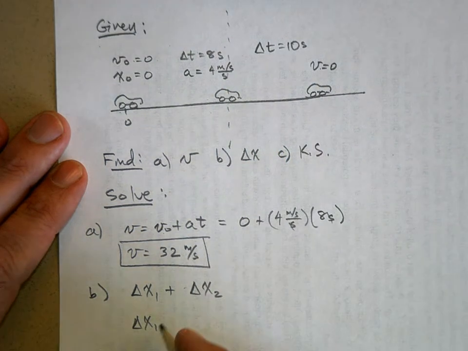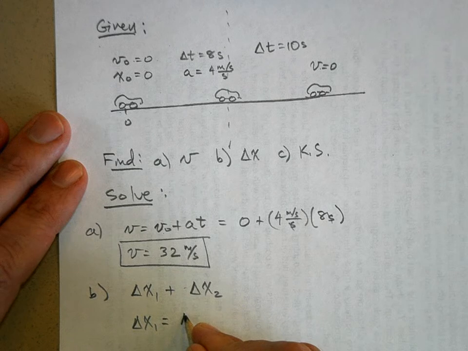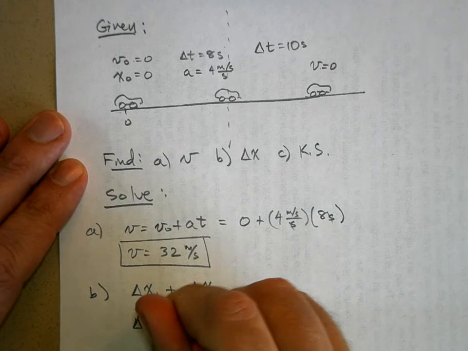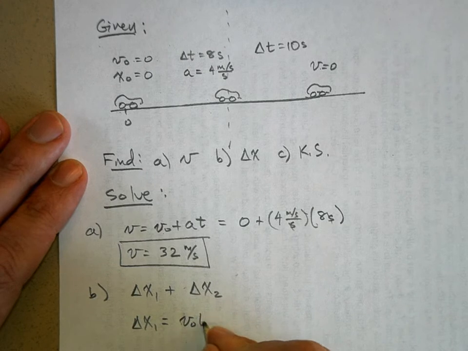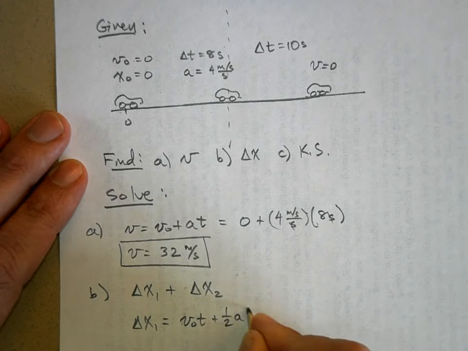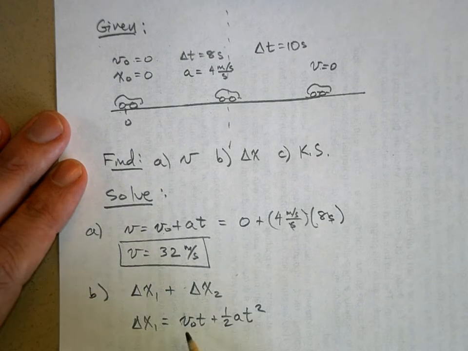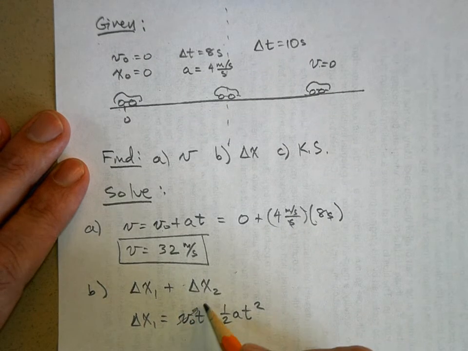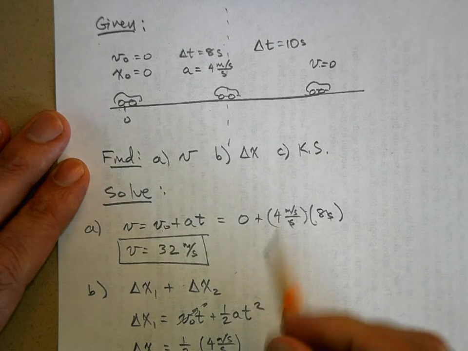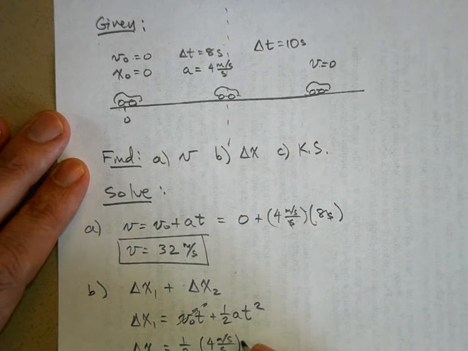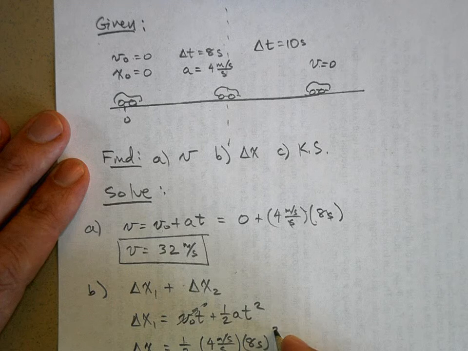I would use the third kinematic equation, which is V naught t plus 1/2 a t squared. And here, the initial velocity was given to be 0. So delta x1 is equal to 1/2 of the acceleration, which was 4 meters per second every second, times the time squared, which was 8 seconds squared.